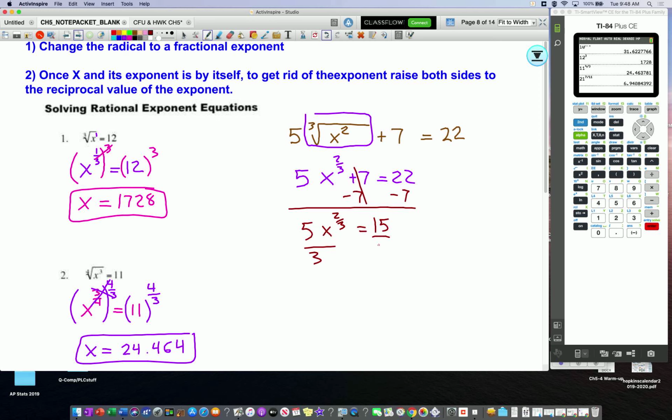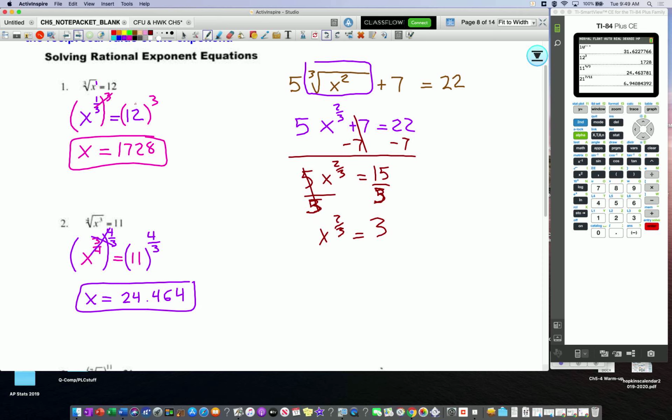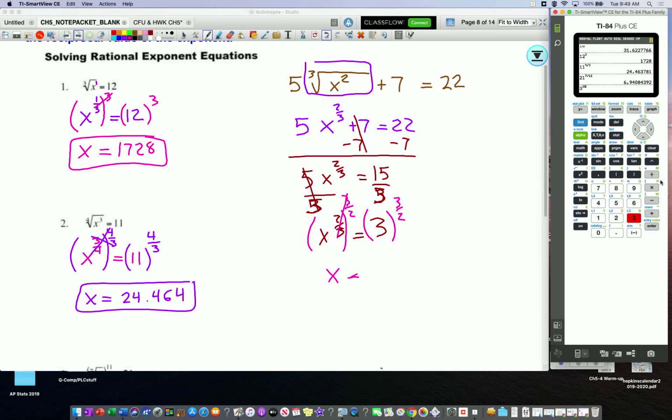Divide everything by 3. Or 5, Mr. Bartz was getting ahead of himself. x to the 2/3 power equals 3. Now deal with the exponent. So I raise it to the reciprocal, 3/2 power. So x equals 3 raised to the 3 divided by 2 power, 5.196.